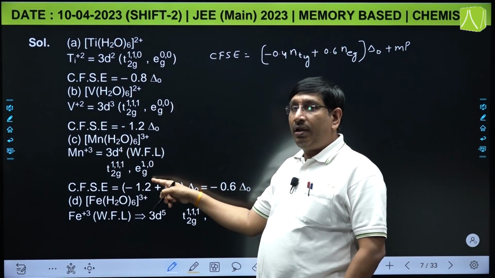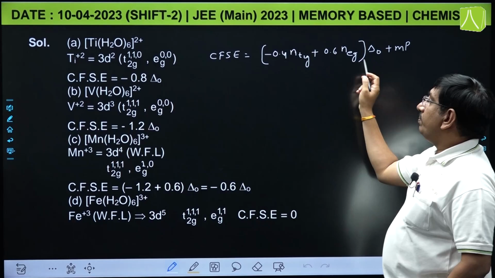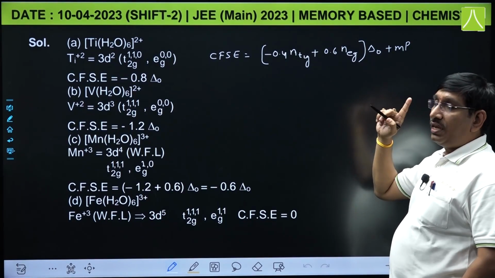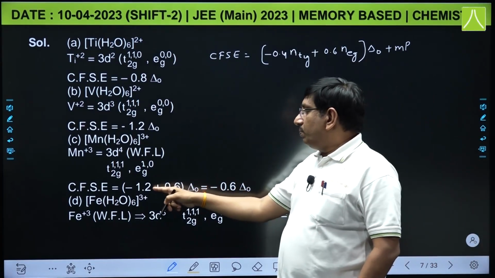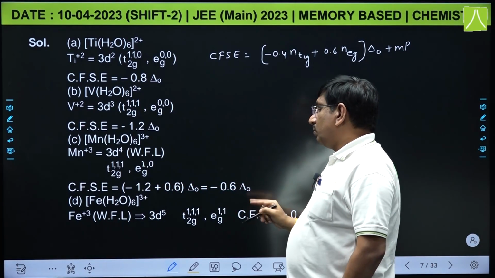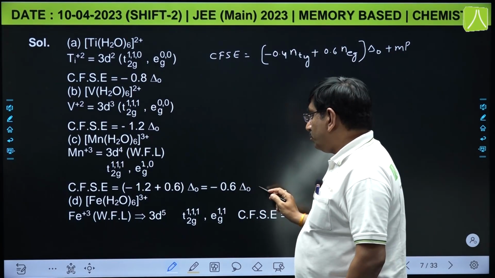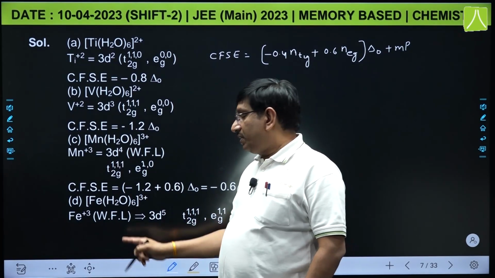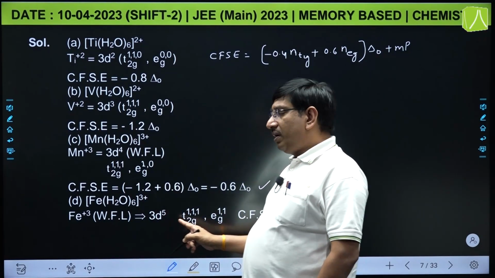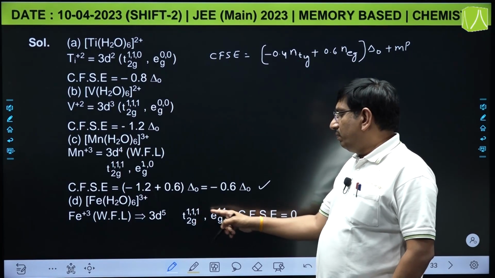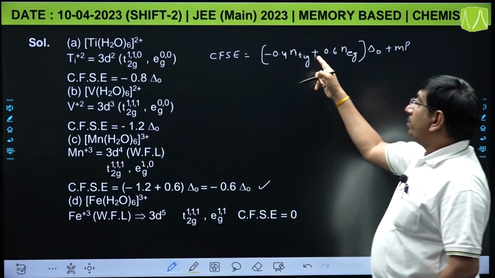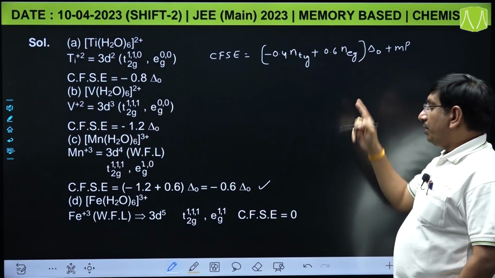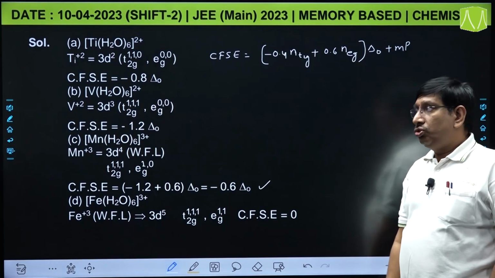set and 1 electron in EG set of orbitals, and by putting these here T2G as 3 and EG electrons as 1, we will get minus 1.2 plus 0.6 delta O, and on calculation you will get minus 0.6 delta O. And iron here is in +3 state, in presence of weak field ligand it has 3d5 configuration and T2G 111 EG11, and by substituting the number of electrons 3 and 2 on calculation you will get CFSE as 0.